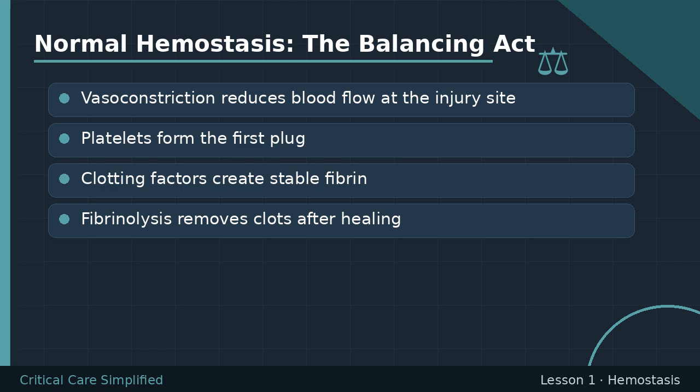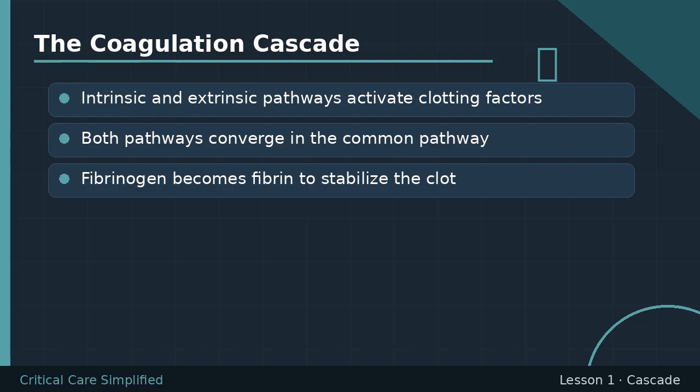Let's start with normal hemostasis. Hemostasis is the body's process for stopping bleeding while keeping blood moving through the vessels. It begins with vasoconstriction, then platelets adhere and form a temporary plug. Clotting factors then work through a cascade to convert fibrinogen into fibrin, creating a stable clot. Later, fibrinolysis breaks down the clot after healing, so the vessel stays open.